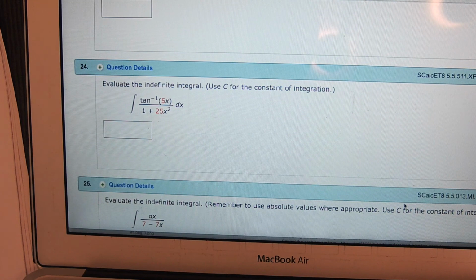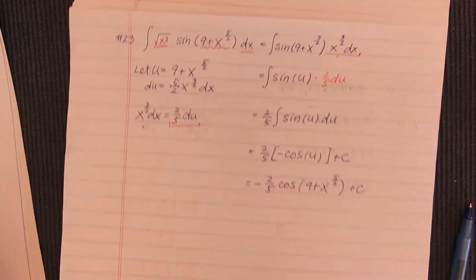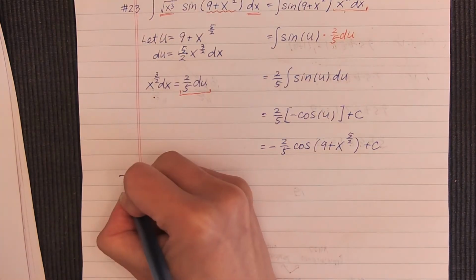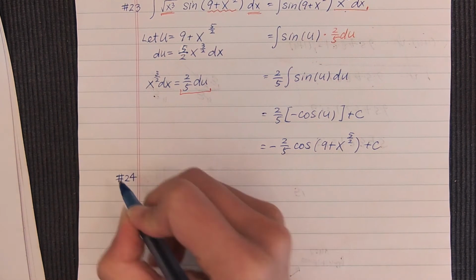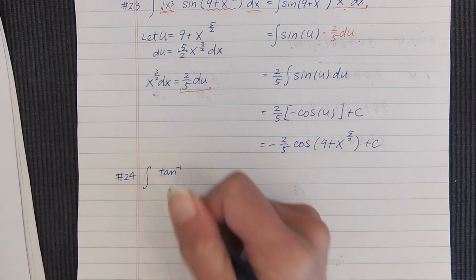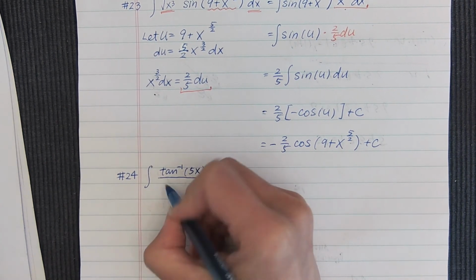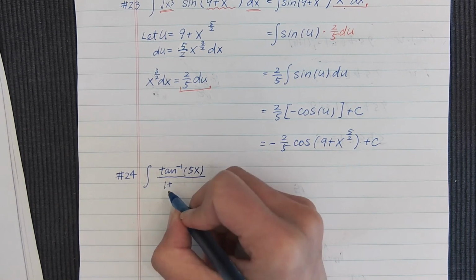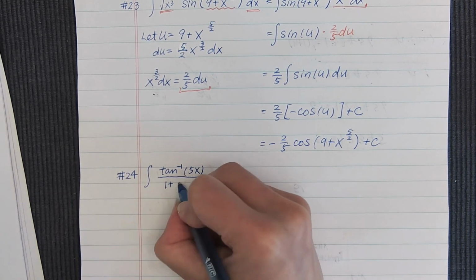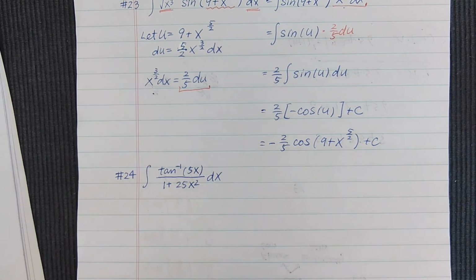Okay, did you guys copy it? Yeah, I did. Okay, so let me copy that one. 24, you said? Number 24. Tangent inverse of 5x over 1 plus 25x squared dx.